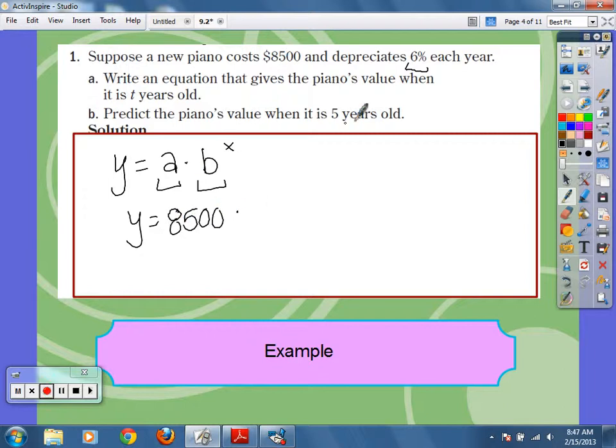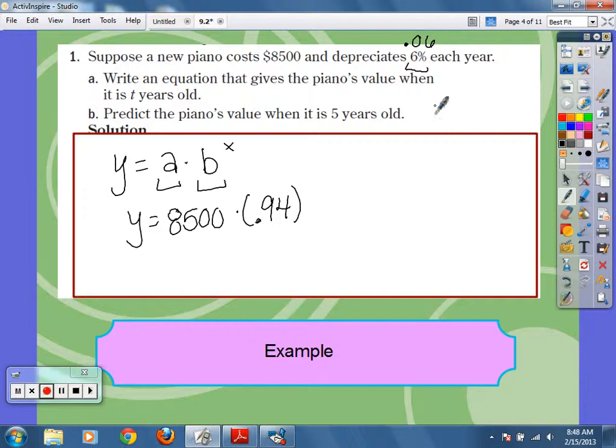The growth factor here is what is tricky. You are going to be very, very, very tempted to put 0.06 in there. I want you to think about what that means. If I have a piano that's $8,500, if I take 8,500 times 0.06, you're telling me that the value after 1 year has dropped all the way to $510. That makes no sense. The growth factor is not 0.06, it's actually 0.94, okay? It's keeping 94% of its value.